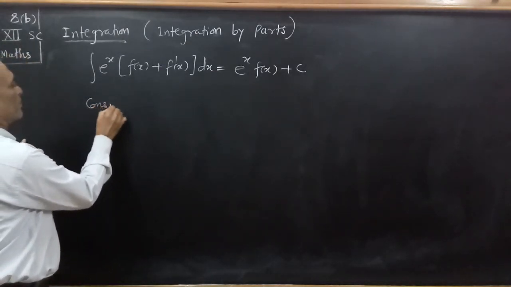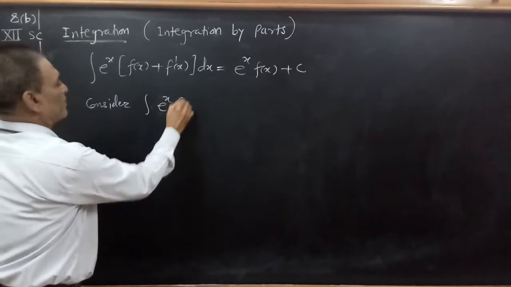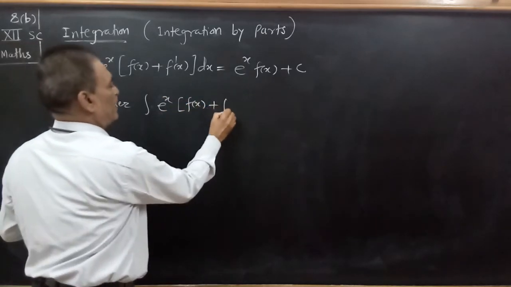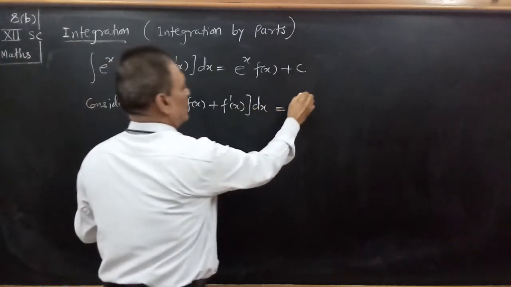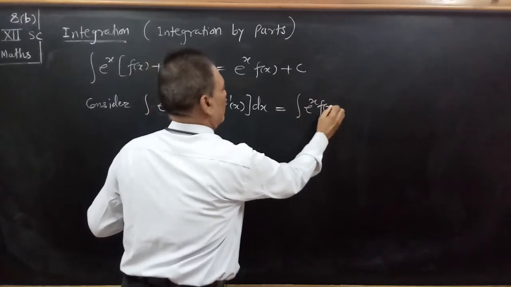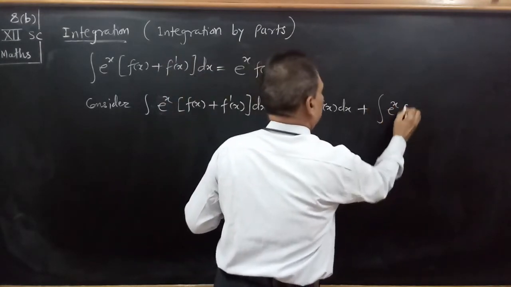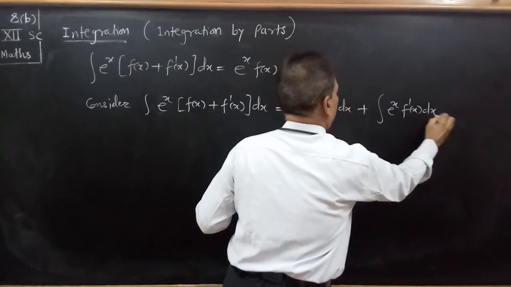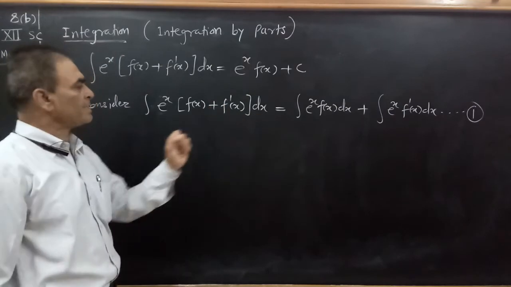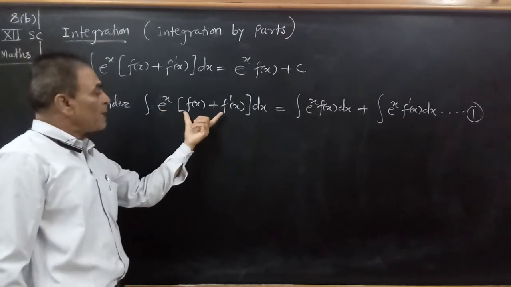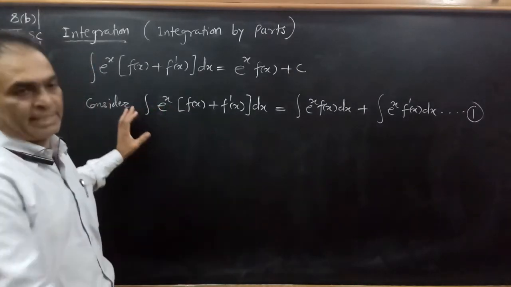Consider integration of e raised to x, f of x plus f dash x, into dx is equal to integration of e raised to x f of x dx plus integration of e raised to x f dash x dx. Give this equation number 1. Try to understand what I can do in this case. I am opening this bracket, that means multiplying e raised to x inside the bracket and taking separate integrations.